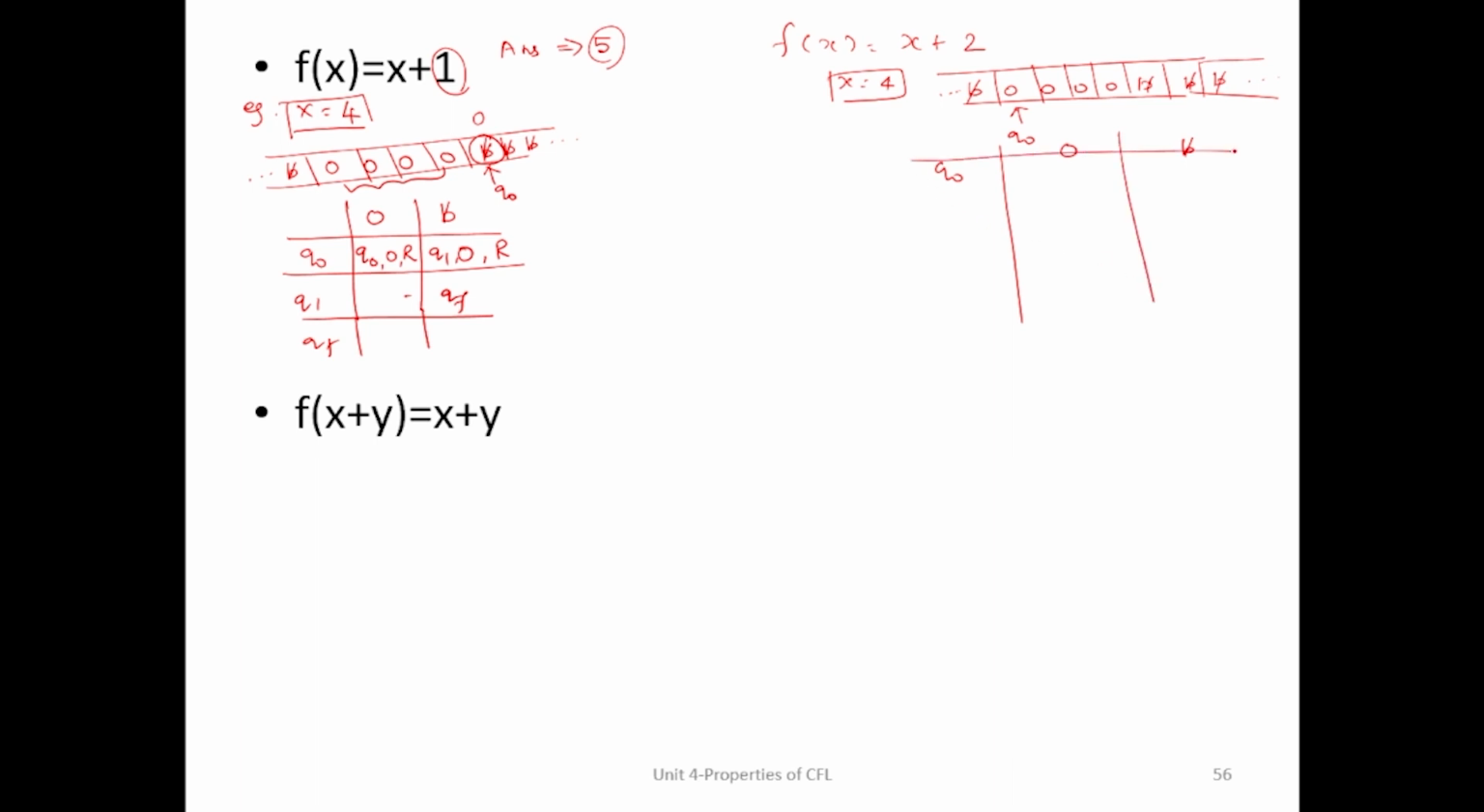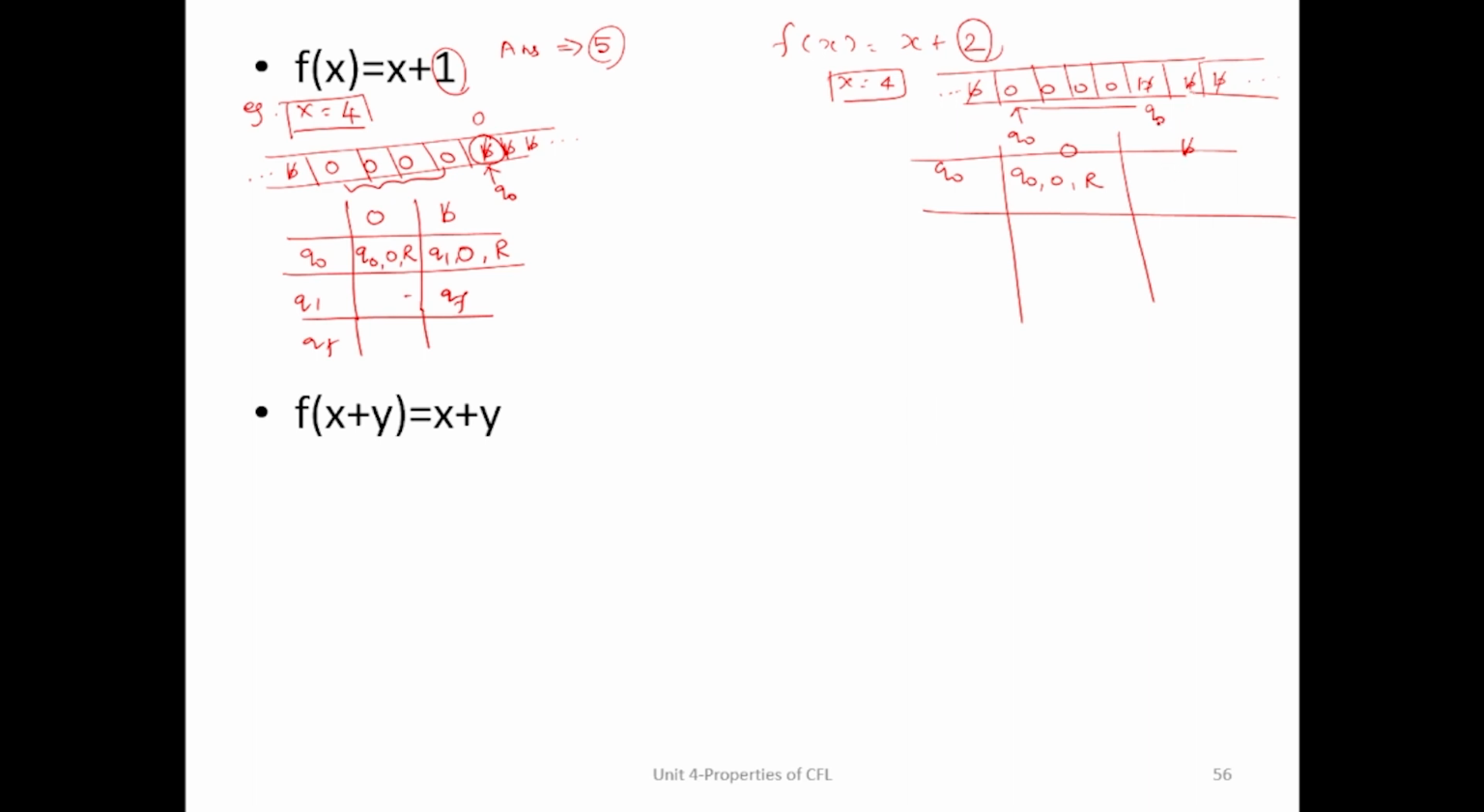If the control head points to the initial state, you stay in the same state. So 4 zeros are read with the same Q0 state. Then go to Q0, blank space. So you just check the right side of the plus operator, it contains 2. 2 means we should replace 2 blank spaces with 0.